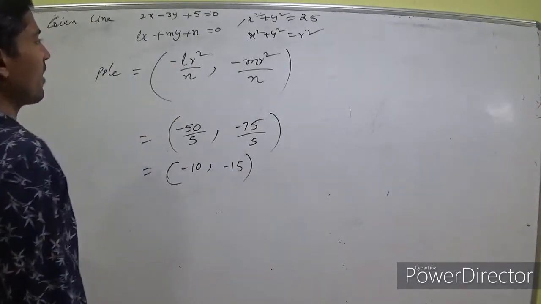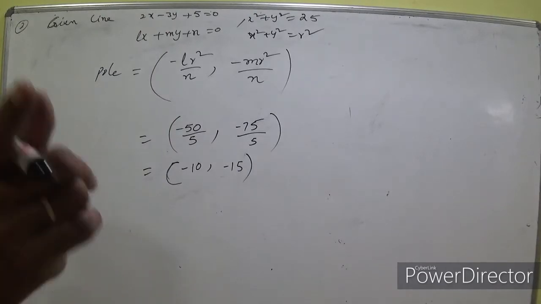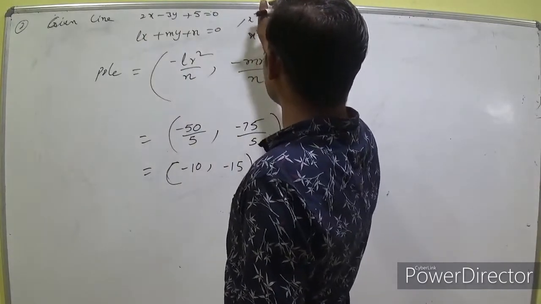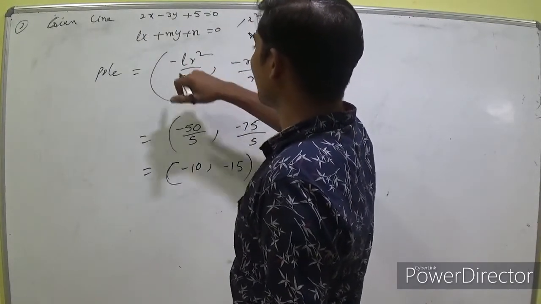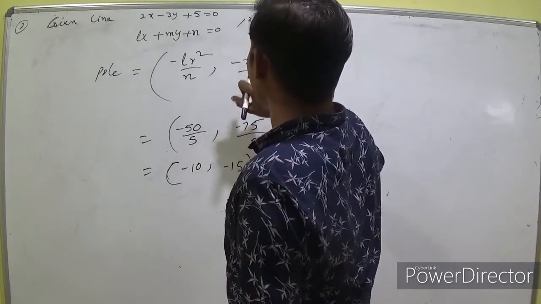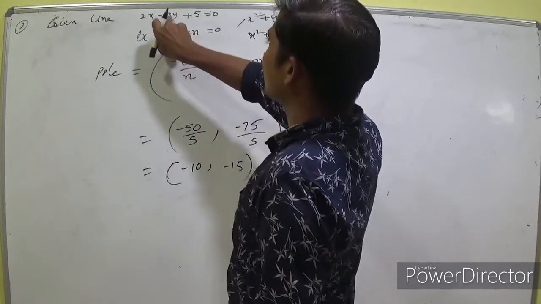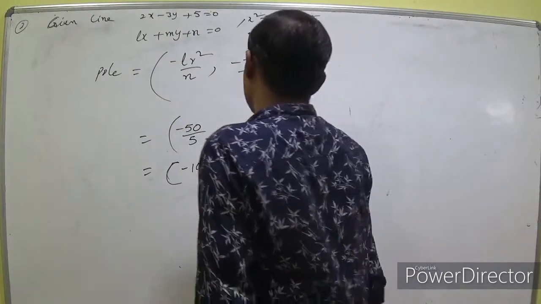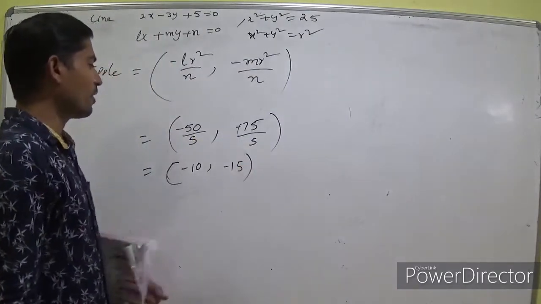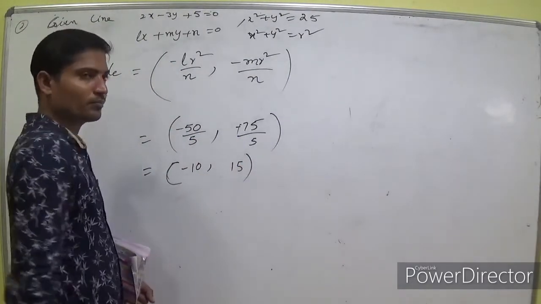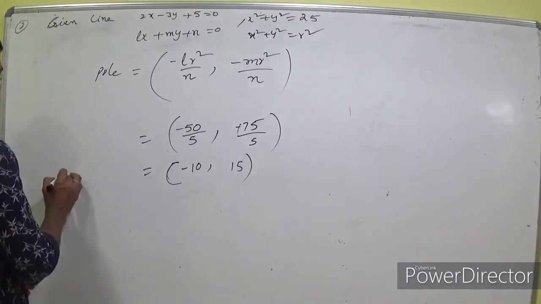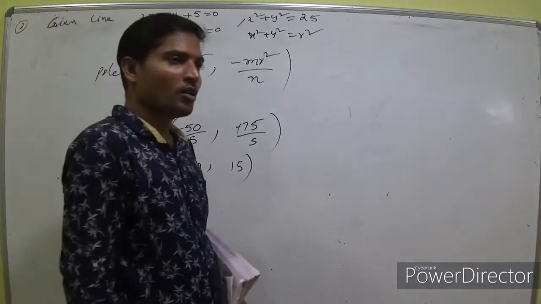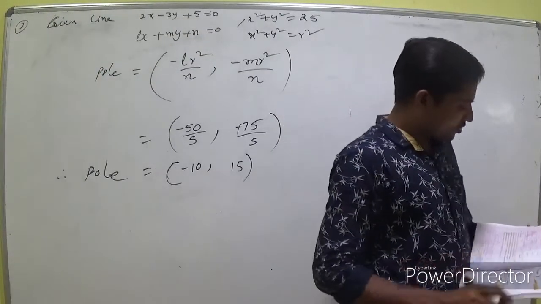See, pole equal to minus Lr square by n and minus mr square by n. Here L is equal to 2, r square is equal to 25, 2 into 25 equal to 50 by n, and then minus mr square. So m is equal to minus 3, minus of minus becomes plus, which becomes plus 15. Therefore the pole is equal to minus 10 comma 15. This is the next problem.